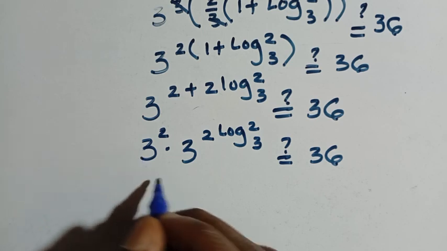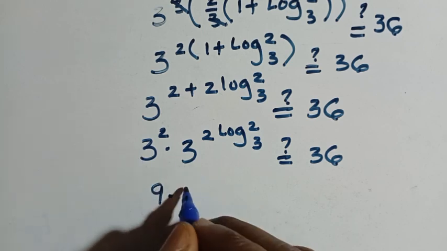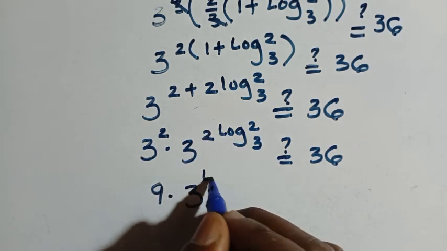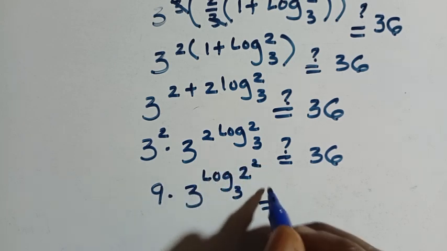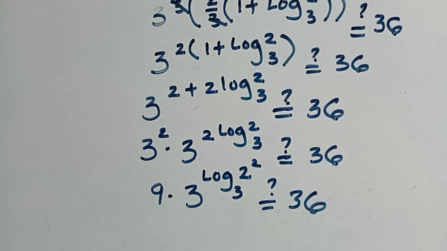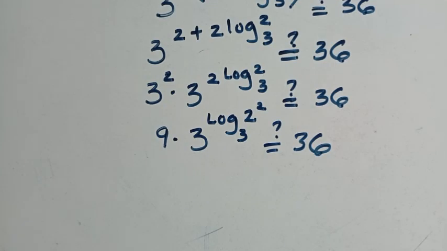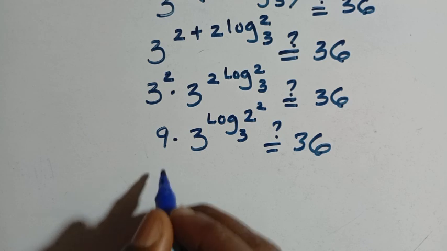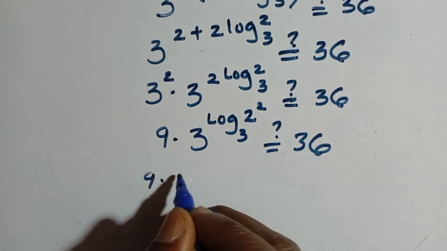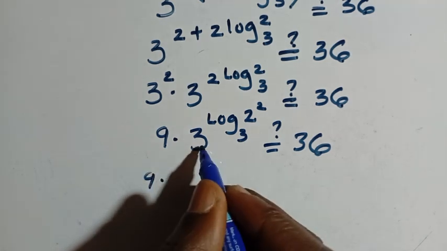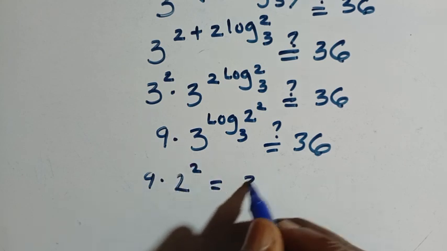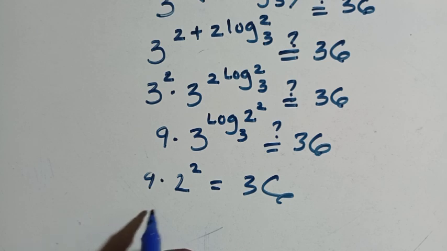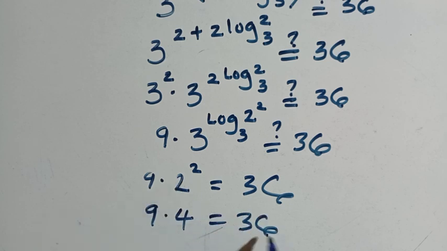3 raised to power 2 is 9, multiplied by 3 raised to power of 2 log 2 base 3. Let's take the 2 back, so we have log 2 squared base 3. Is this equal to 36? Then we have 9 multiplied by, since the same base as the log cancels, only 2 squared, which equals 36, because 9 multiplied by 2 squared, that is 4, and 9 times 4 equals 36. So here is the result.